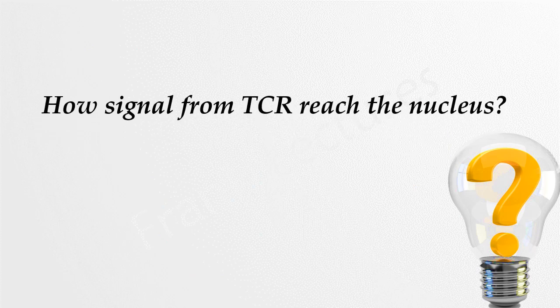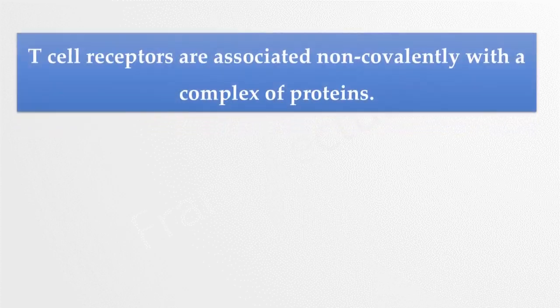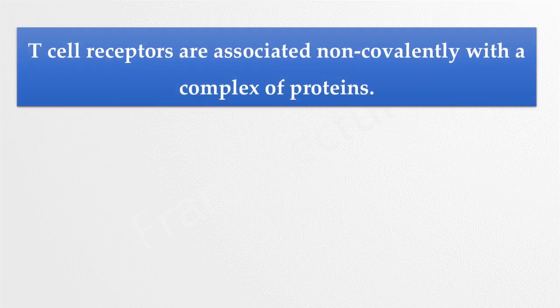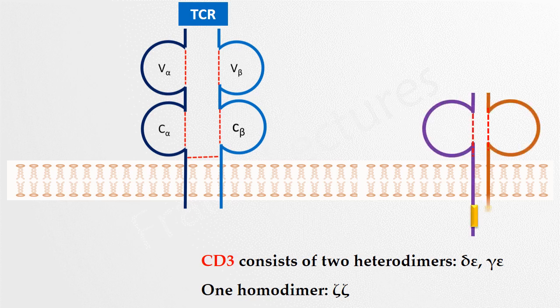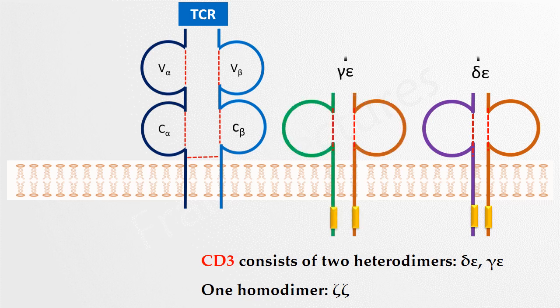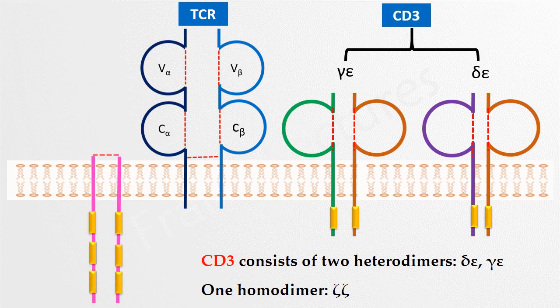For this, T cell receptors are associated non-covalently with a complex of proteins. This complex is made up of 4 different proteins, namely gamma, delta, epsilon, and zeta. 2 heterodimers formed by these proteins are known as CD3. The first heterodimer is formed by delta and epsilon proteins, and the second one is formed by gamma and epsilon proteins. Besides CD3, 2 zeta chains, linked together by a disulfide bond, form the remaining part of this protein complex.